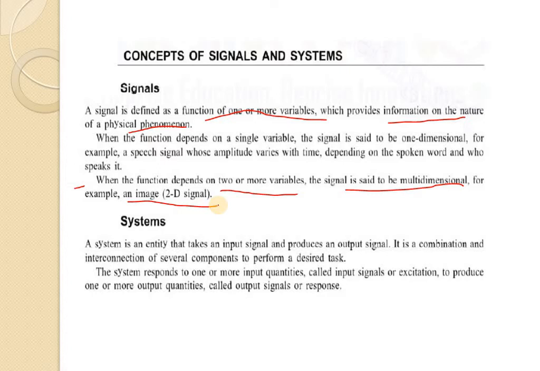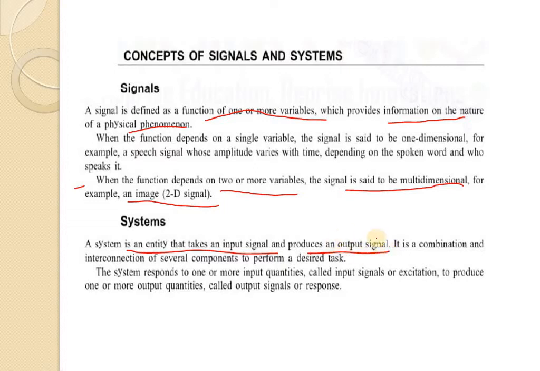This is an example of multidimensional signal. Now we will go through system. What is system? A system is an entity that takes an input signal and produces an output signal. It is a combination or interconnection of several components to perform the desired task. That means a system is a combination of input signal and output signal to perform a particular task. That is basically a system. That means a system can be run by using signals to perform a particular desired task.